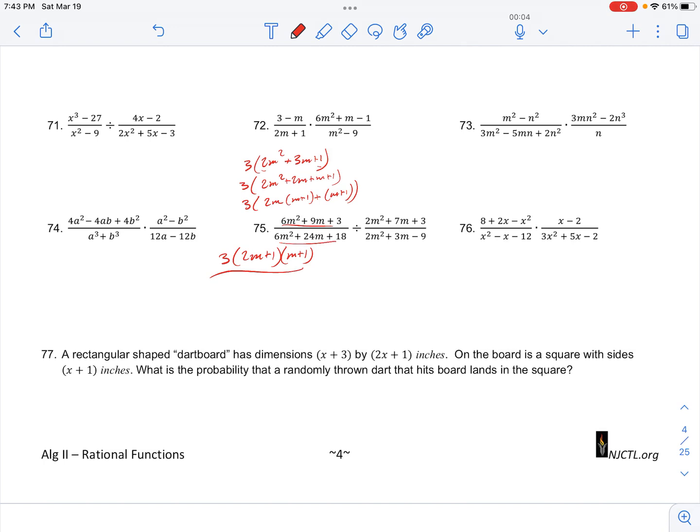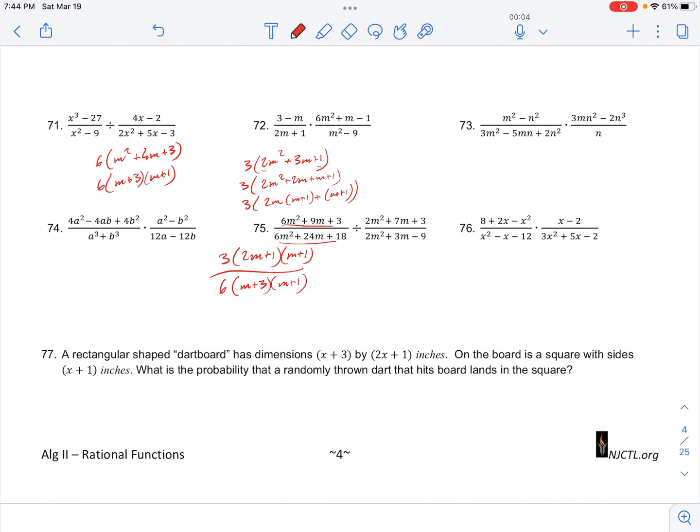Then this denominator, rewriting that. So we can pull out a greatest common factor of 6. So I'll write this over here. So we have m squared plus 4m plus 3 left. Now you can easily factor that as m plus 3 times m plus 1. So we can write that in the denominator, 6 times m plus 3 times m plus 1.